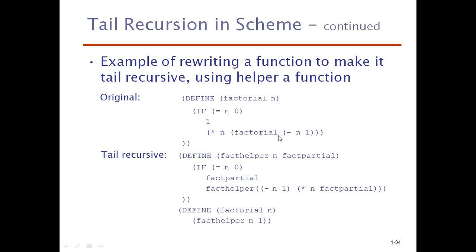Now this is the recursion actually, but it will be converted into the recursion like this. So here, define fact-helper n fact-partial. If n is equal to 0, fact-partial, else fact-helper n minus 1 into n into fact-partial. Then define fact n as fact-helper n, 1. So that means you are dissecting this recursion to make it an iteration.